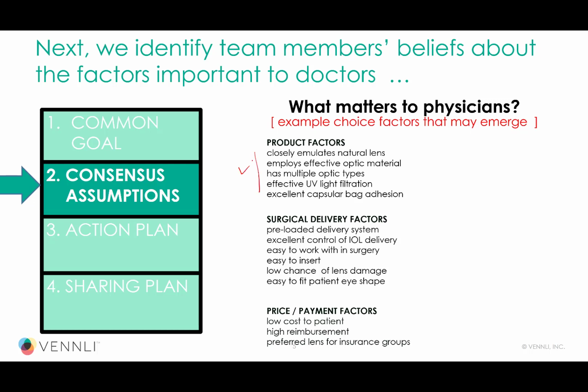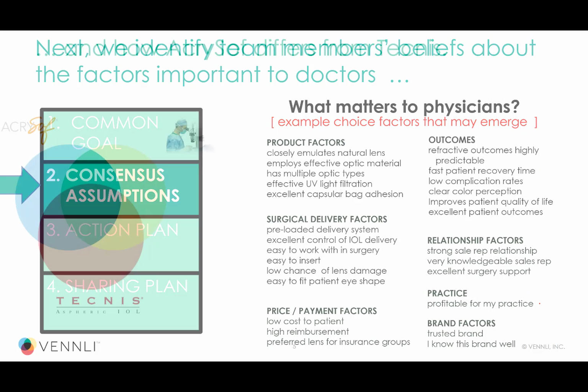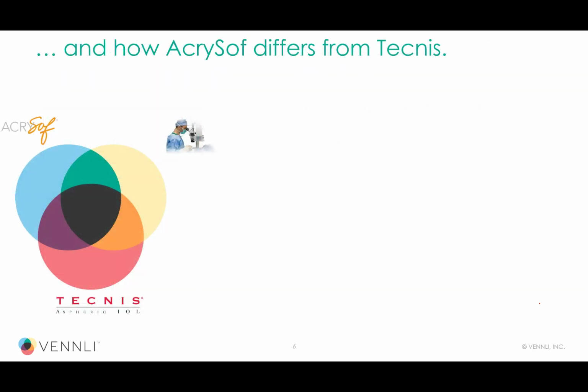Product factors are obvious. Surgical delivery factors are very common and important in this context. Price and payment, outcomes like patient recovery time, complication rates, clarity of perception coming out, the relationship, practice, brand. There are many categories, and this is an important part of the process in identifying what all those categories might be. In other words, what have the team members found to be important for them to consider?